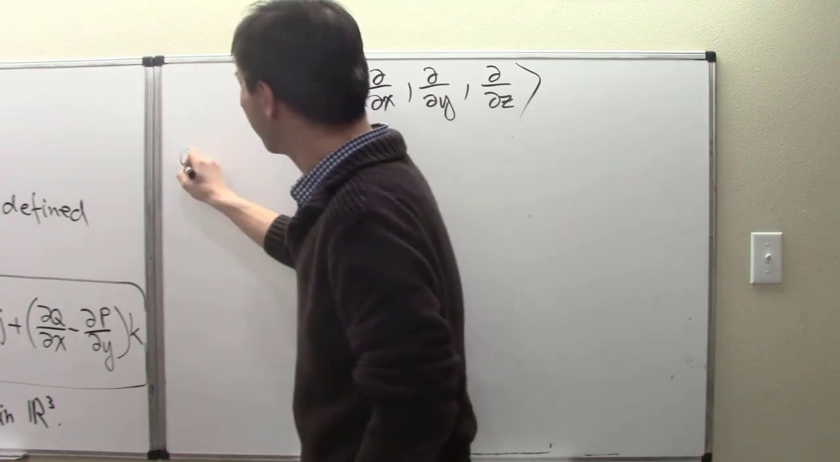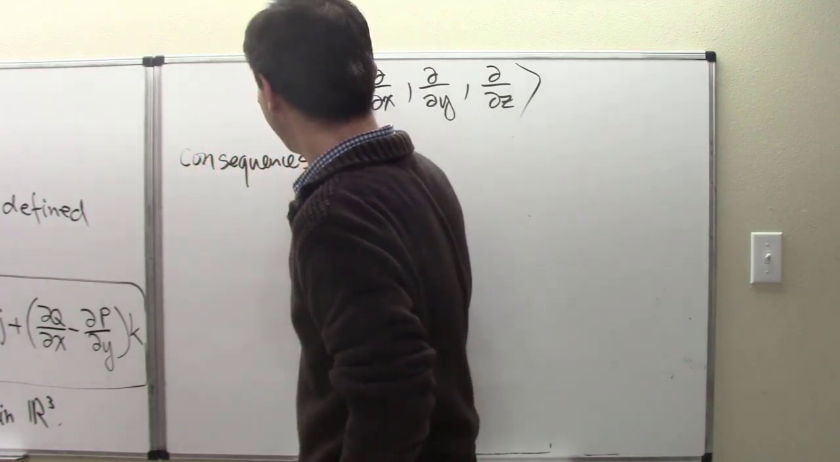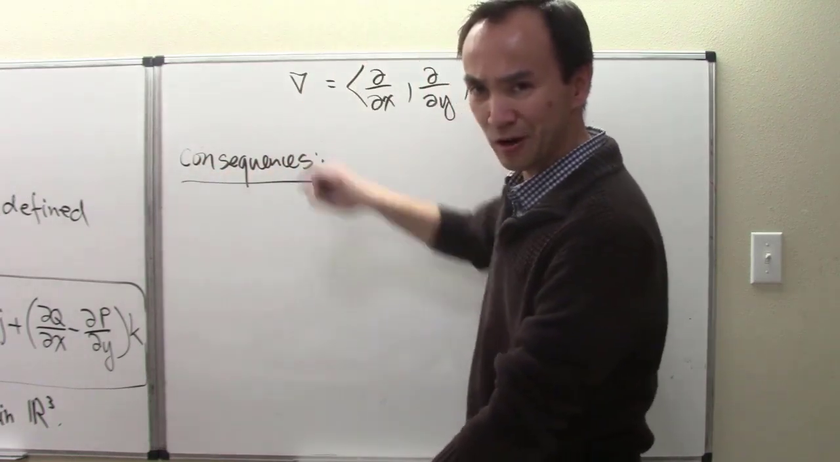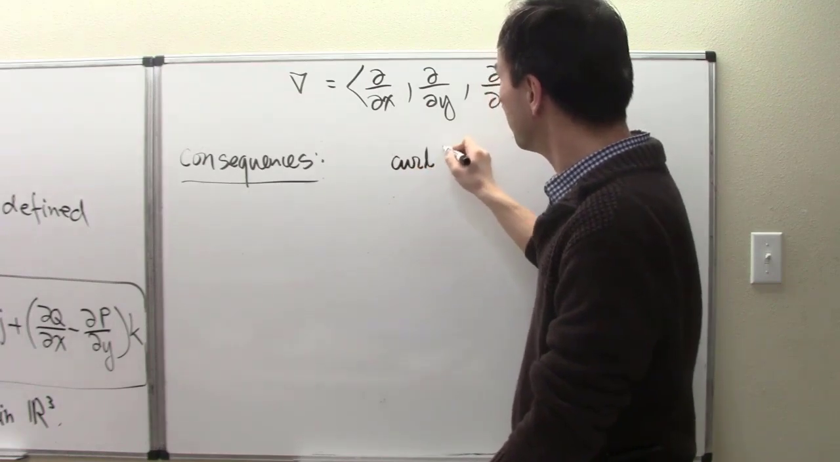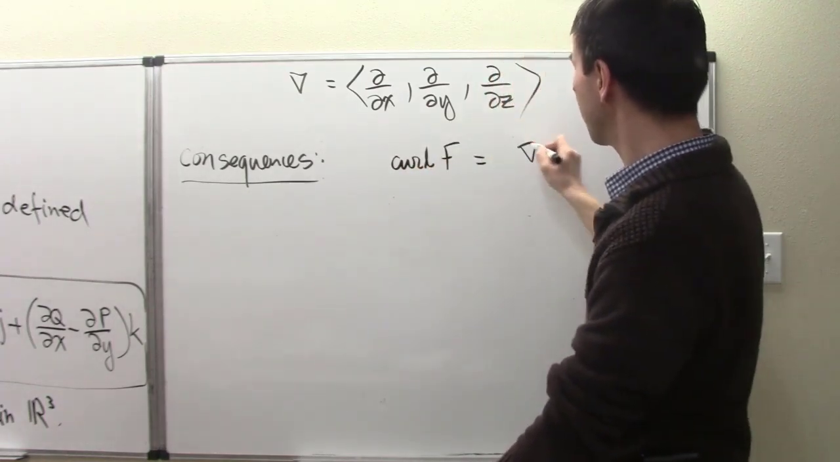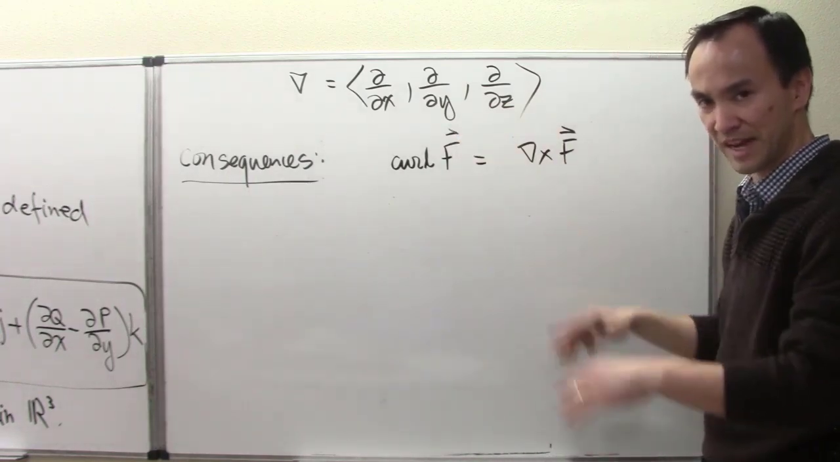So let's look at a few consequences right here. Now I'm talking about the consequences of using this del. So curl you already know, right? Curl you already know is simply found by taking the cross product between del and the vector field. So there's no need to talk about that.